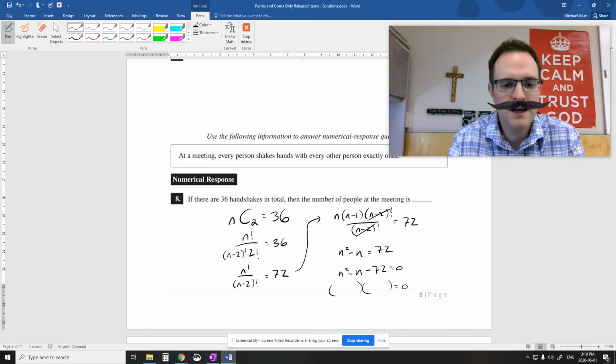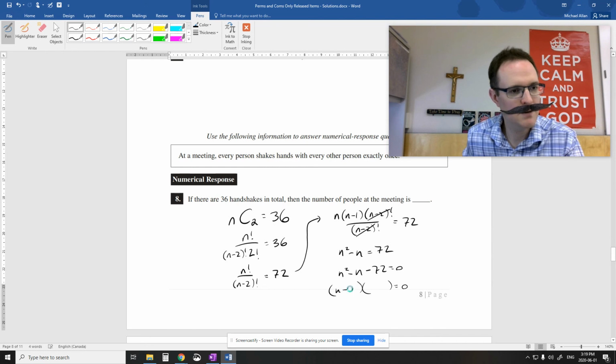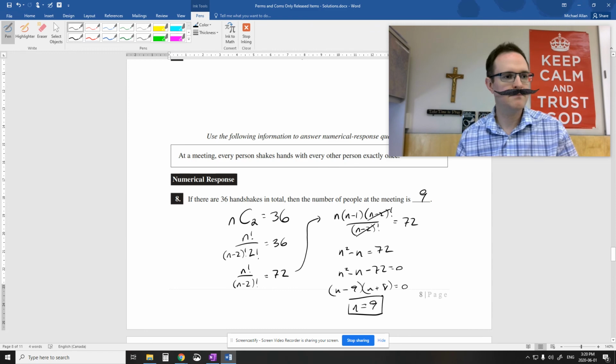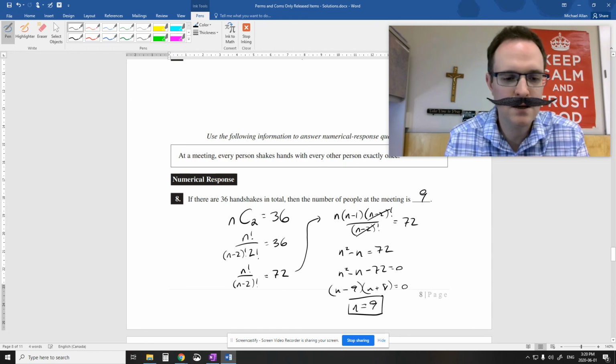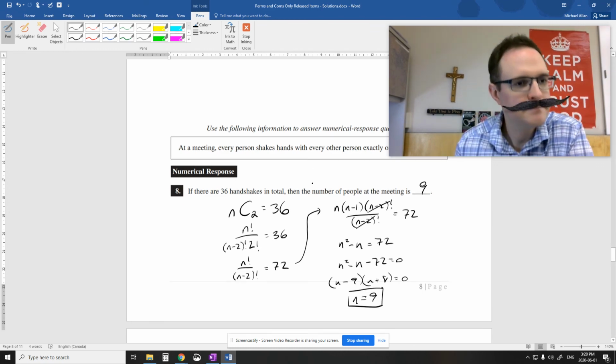Okay, so let's divide this by 6. No, 62. Okay, 8. There, 8 and 9. Okay, so 8 and 9, n minus 9, n plus 9. It's got to add to a negative number, so there's 9 people at this meeting. There you go. And you can double check that. 9C2. Yeah, 36. Cool.